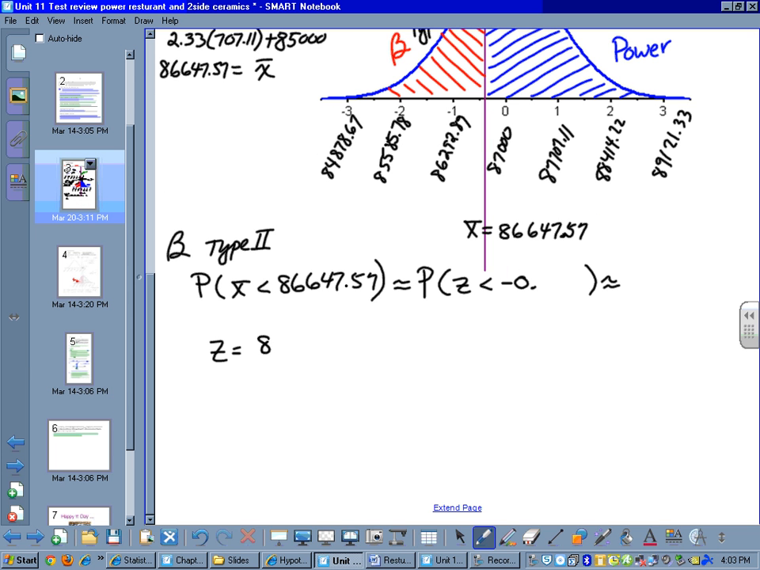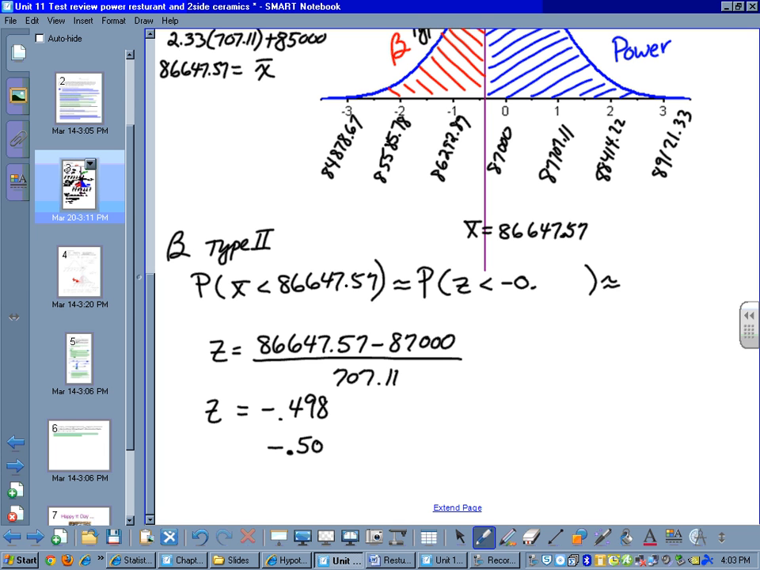So let's standardize this score, 86,647.57 versus the mean of 87,000 divided by the standard deviation of the original, which was 707.11. And doing the math for this z-score, I come up with a negative 0.498, so I'm going to use negative 0.50. Now I have to go look up in the table, and when I look that up in the table, I get approximately 0.3085. That is my type 2 error probability.